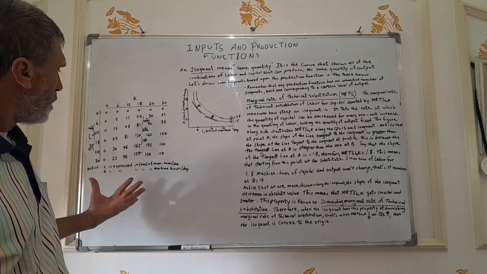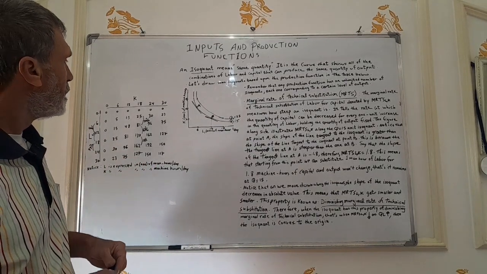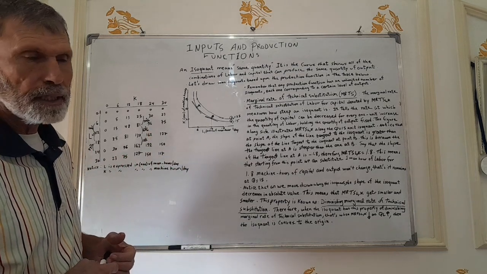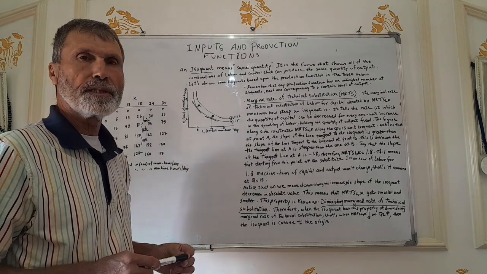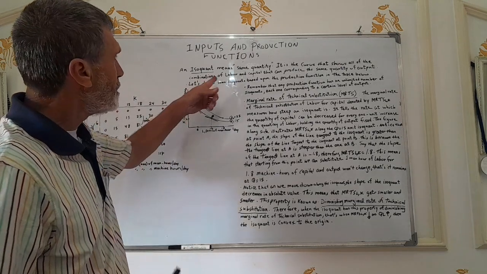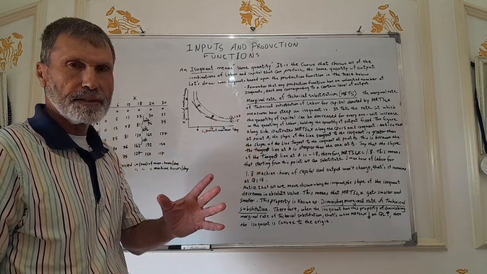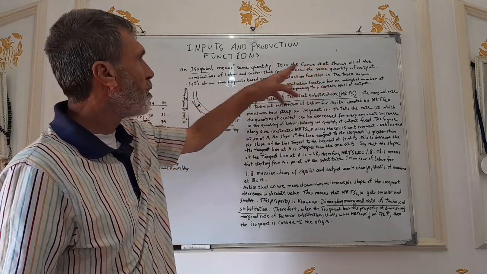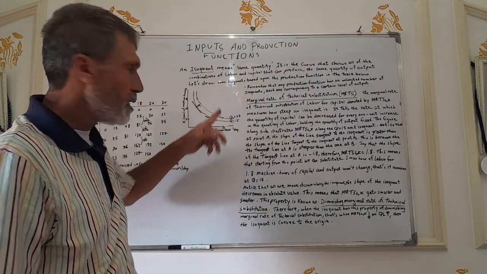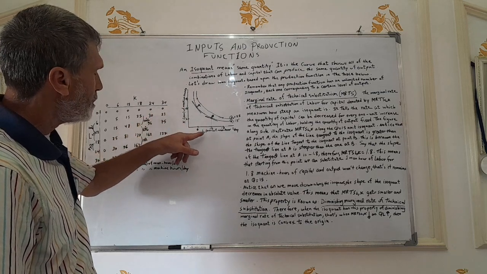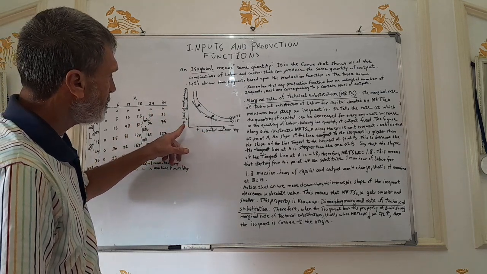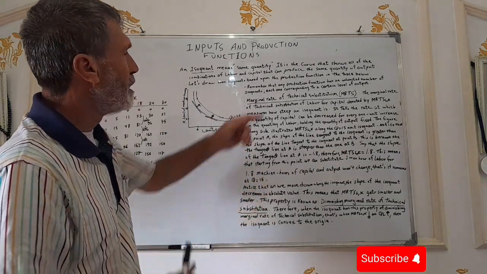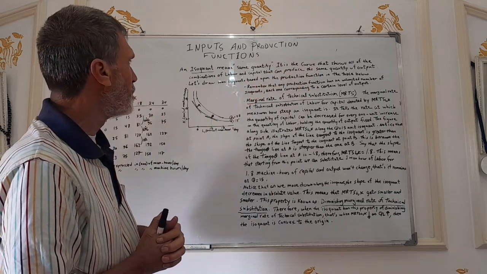We're still working with the production function, using this table, and we're going to draw isoquants. Now, what do we mean when we say an isoquant? Isoquant means same quantity, no change in the quantity, okay? So it is the curve that shows all of the combinations of labor and capital, labor along the horizontal axis and capital along the vertical axis, that can produce the same quantity of output, okay?